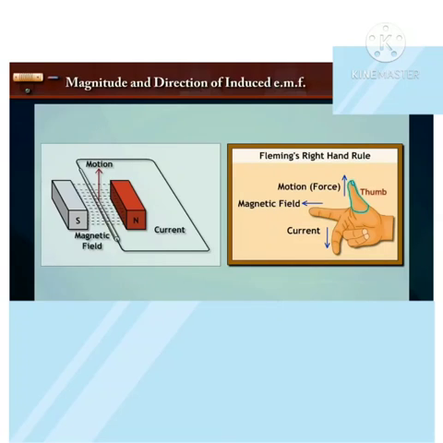According to Fleming's right hand rule, if the thumb, forefinger and the middle finger are placed mutually perpendicular to each other, the thumb will represent the direction of motion of the conductor, the forefinger represents the direction of the magnetic field, and at that time the middle finger will represent the direction of induced current.